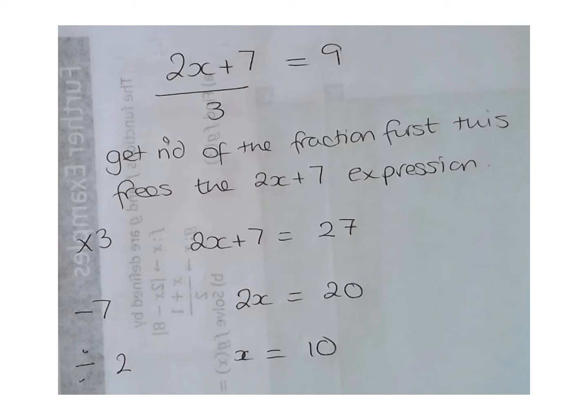Now, our aim is to isolate the x, but we need to get rid of the fraction first because it frees that 2x plus 7 expression, because that dividing by 3 is dividing everything. So the first thing I'm going to do is multiply both sides by 3. On one side that effectively loses the 3, and on the other side the 9 turns to 27 because 9 3s are 27. I'm then going to subtract 7 from both sides, which leaves me 2x equals 20. And then divide by 2, x is 10. So again, fairly straightforward, a technique I expect you can do.